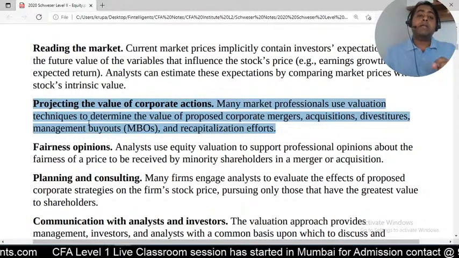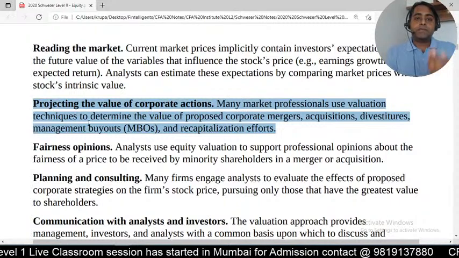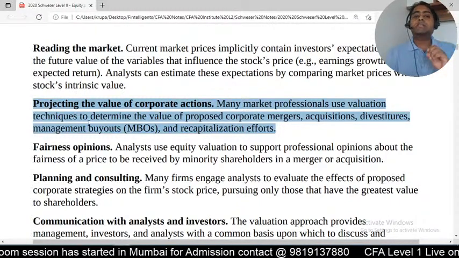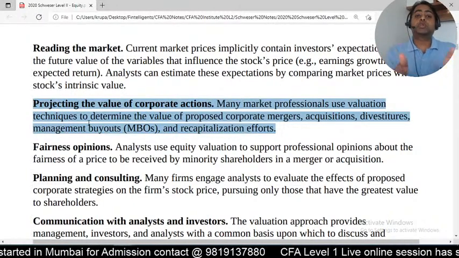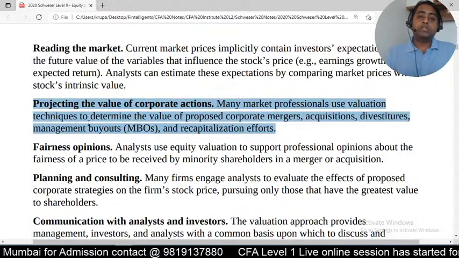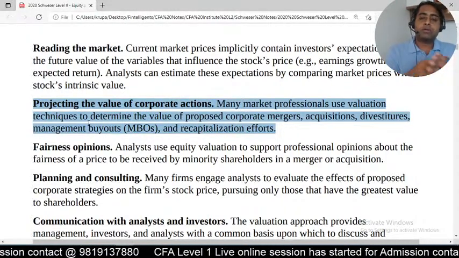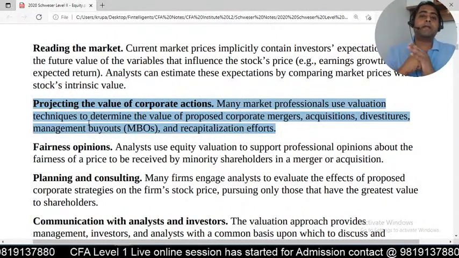Then at that point, we also calculate the value of the equity. Suppose it's a merger and acquisition, then you would try to calculate the value of the equity to understand at what price we should purchase this company, or at what price a merger should happen. So at that point also you do the equity valuation, you find the intrinsic value of the stock. Read that paragraph, projecting the value of the corporate action.